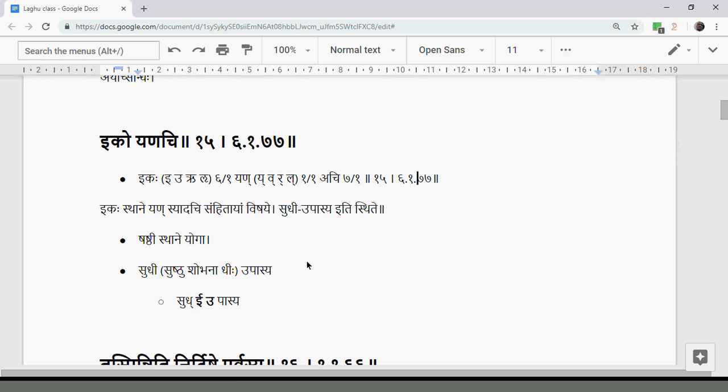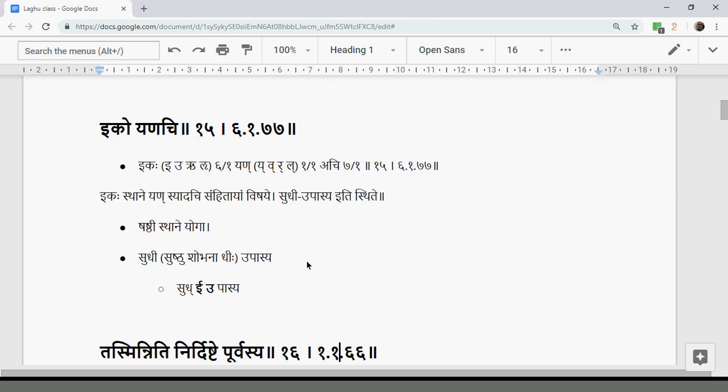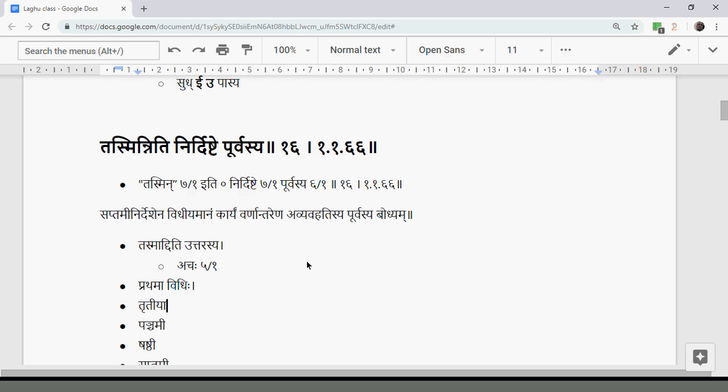this ach here, achi, where you get achi, this ach is tat, and tasmin is what? Achi. Achi iti nirdishte. So tasmin iti nirdishte is equal to achi nirdishte. Achi, it has the nirdesha is ach. So tasmin iti nirdishte purvasya. The adesha is purvasya. This is a paribhashika sutra which is helping us interpret the other sutras like iko yanachi. Purvasya adesha bhavati. Whatever is earlier to tasmin iti nirdishte, that pada achi. Whatever is shown by achi, achi is showing a vowel. When an ach follows, that time purvasya adesha bhavati.